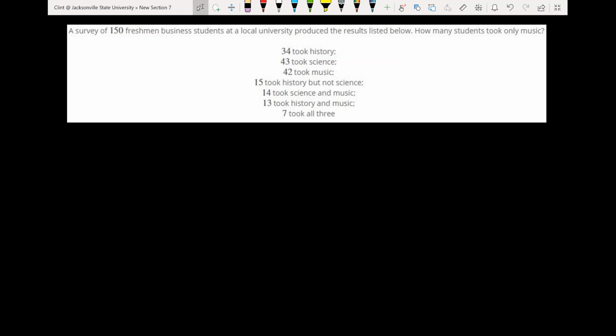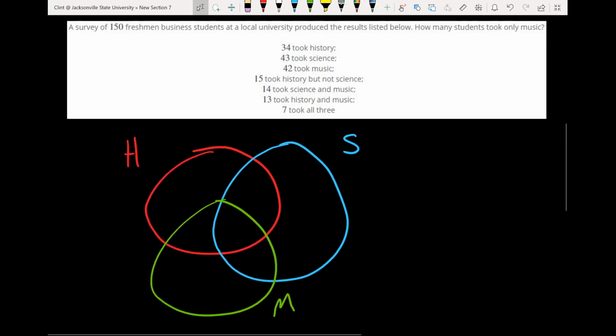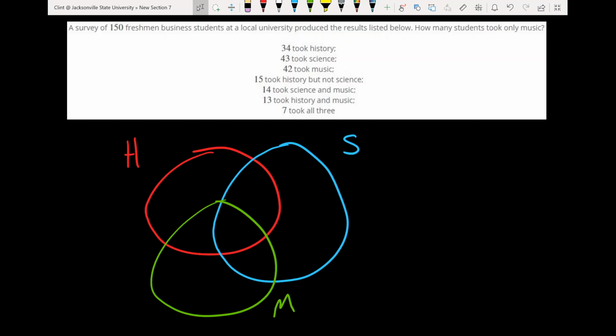Okay, so we've got three subjects listed here: history, science, and music. So we want to make a circle for each one of those. Call this one history, this one science, and then we'll call this one music. Okay. If you don't set your circles up exactly like mine, your Venn diagram will look a little bit different, but you should still get to the same answer. Okay, just maybe you put music over on the right instead of down at the bottom. It doesn't matter, but just don't let that confuse you if it doesn't look exactly like mine.